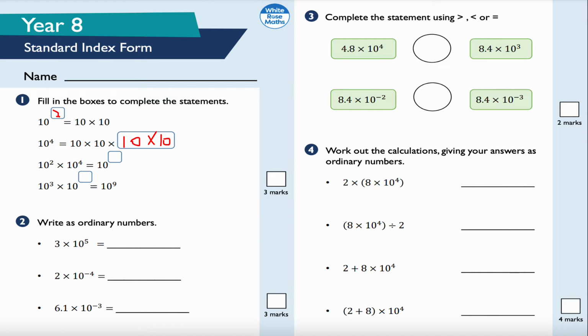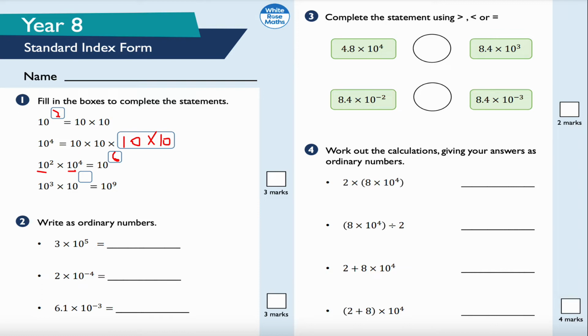Second question, 10 squared times 10 to the 4. Well, when I have the same base, I can just add the powers. So 2 plus 4 is 6. So I can add what we call the exponents together.